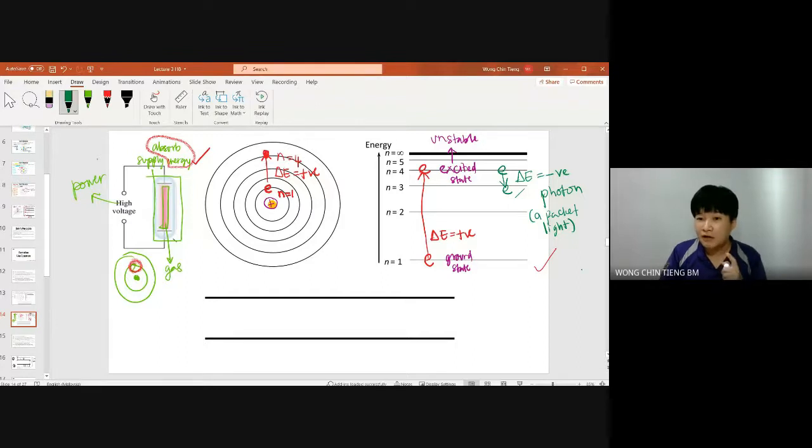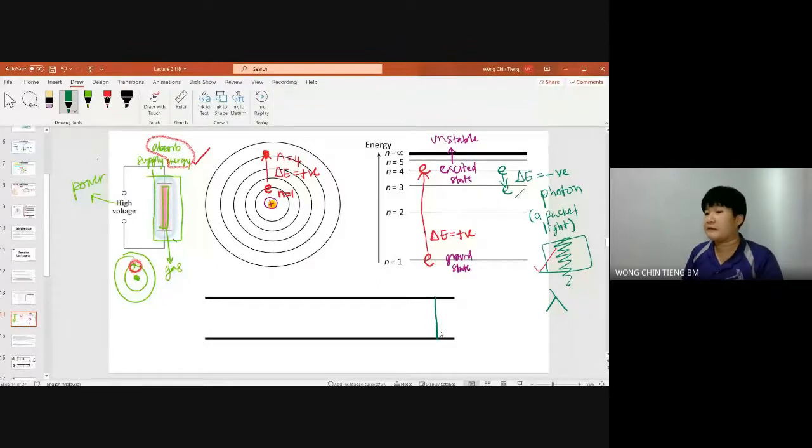And that packet of light akan go through a machine and that machine will read the wavelength. Cahaya kan? Belajar kat fizik kan? Cahaya ada lambda. Ada wavelength. So wavelength tu akan dibaca oleh satu mesin dan keluar pada spektrum.